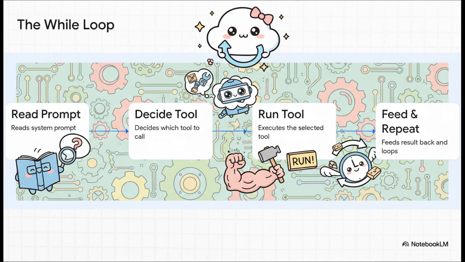Step 1, the model reads its instructions. Step 2, it decides what tool to use. Step 3, it runs that tool. And Step 4, it feeds the results back in and just loops again. It keeps looping until the task is complete or until it hits a safety iteration cap.